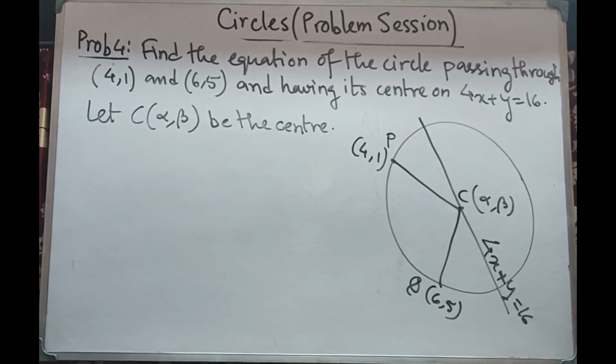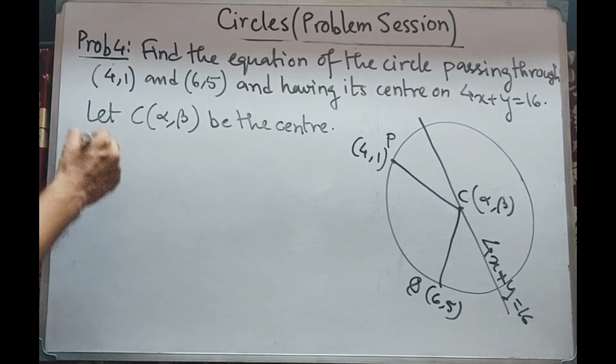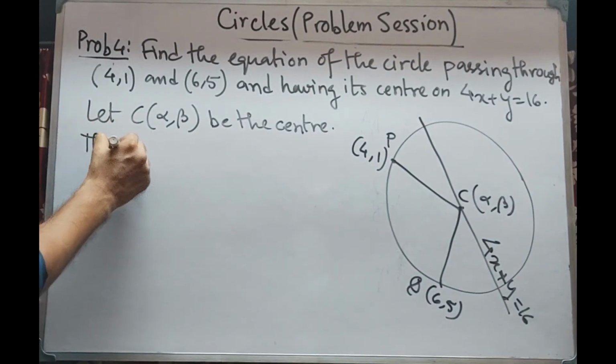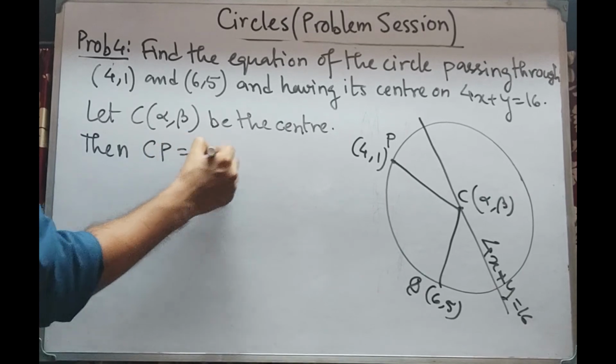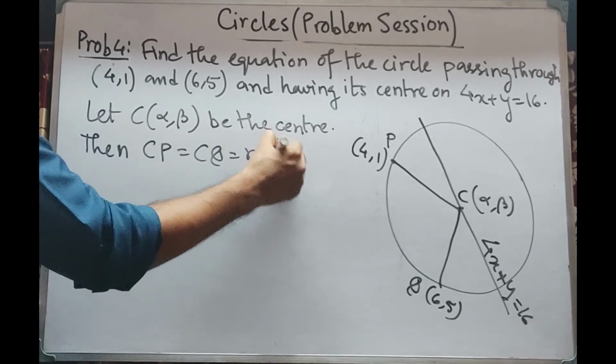That means we have the center. Now since we have the value of alpha beta, we can easily find the radius of the circle also, again with the distance formula. So if we have the center and the radius of the circle, we can write the equation. So this is the plan. So let us proceed. So we can write then CP is equal to CQ is equal to radius.